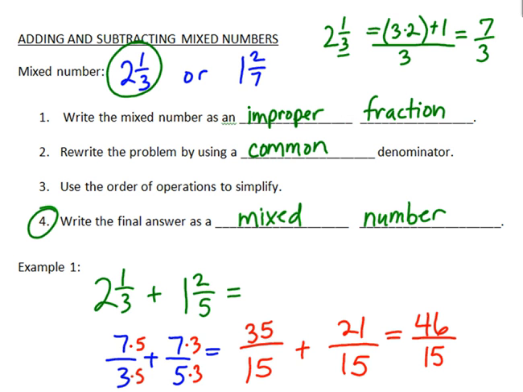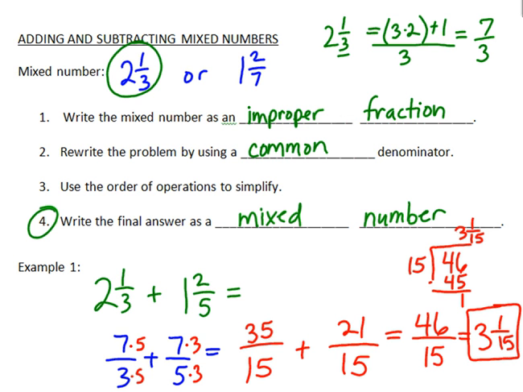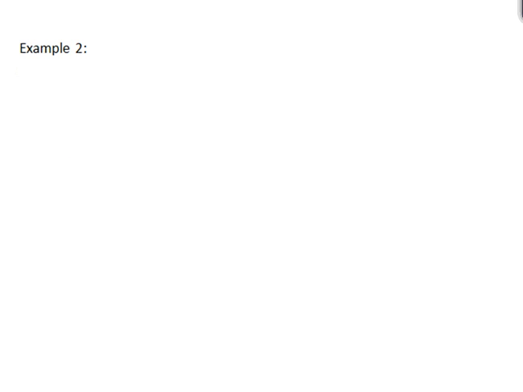How do I change that to a mixed number? Well, you simply can do the long division. So it's 46 divided by 15. Goes in there 3 times, with a remainder of 1. So the remainder over the divisor will give you 3 and 1/15. Okay, and we'll practice problems like this in class. I want you to try one on your own on the next page.